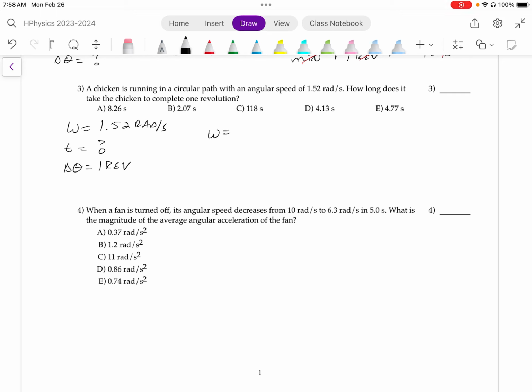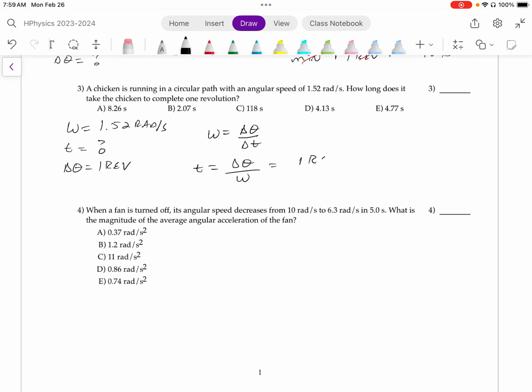I have an equation that relates all three of the variables to one another. The angular speed is equal to the change in position versus time. We're looking for time, so we'll rearrange that equation for time. We get angular displacement divided by angular speed, and they want the answer to be in seconds because I can see all my answers are in seconds. They didn't specifically state that.